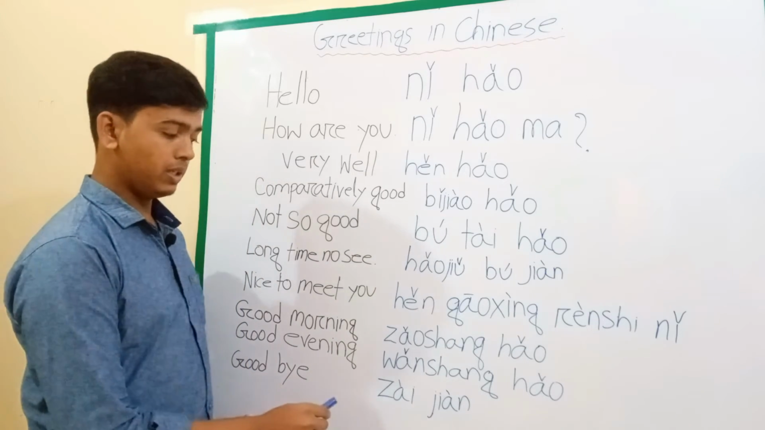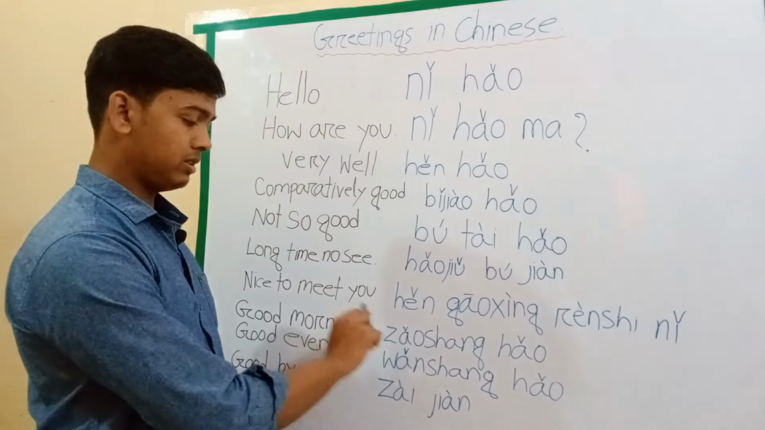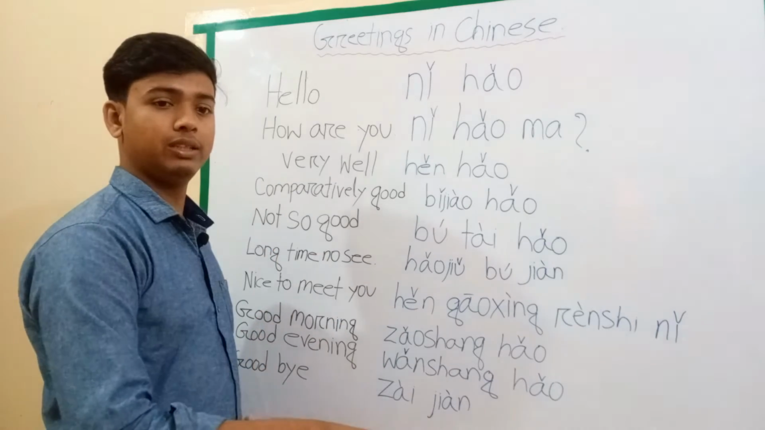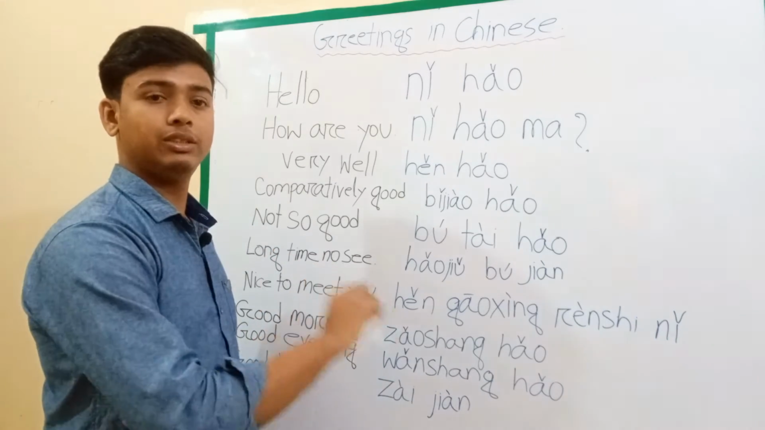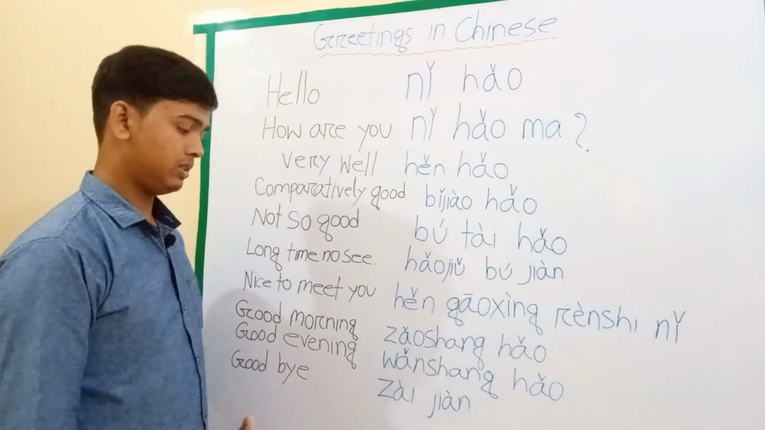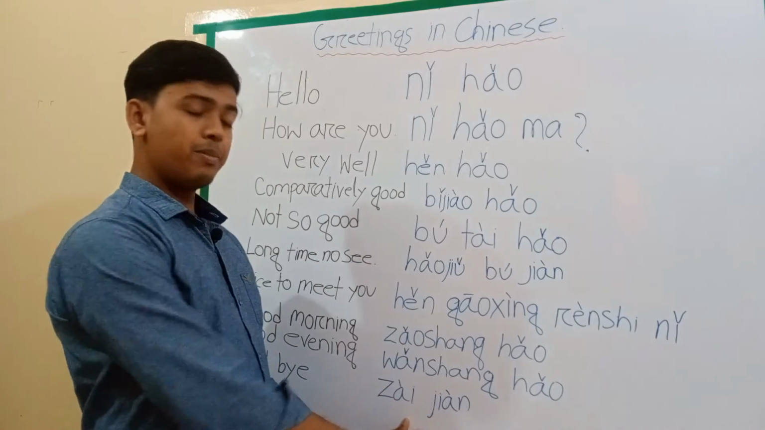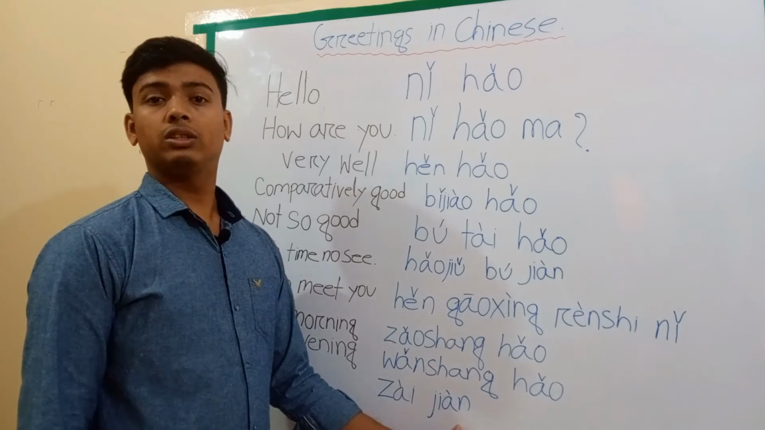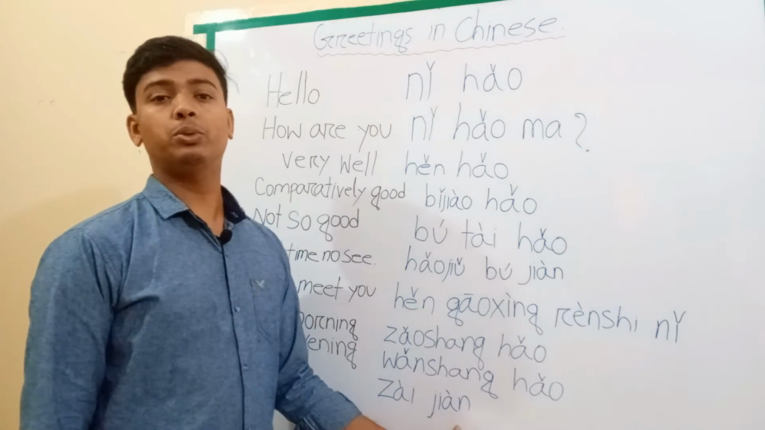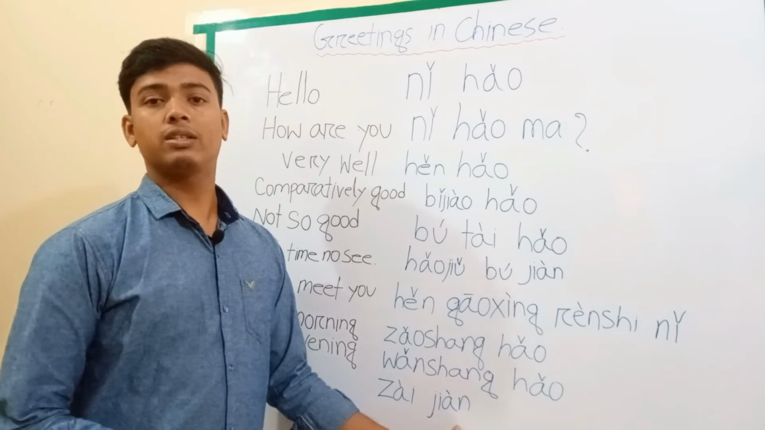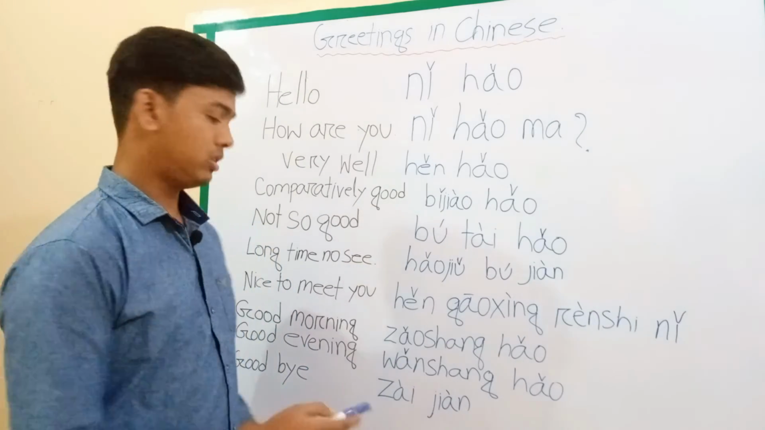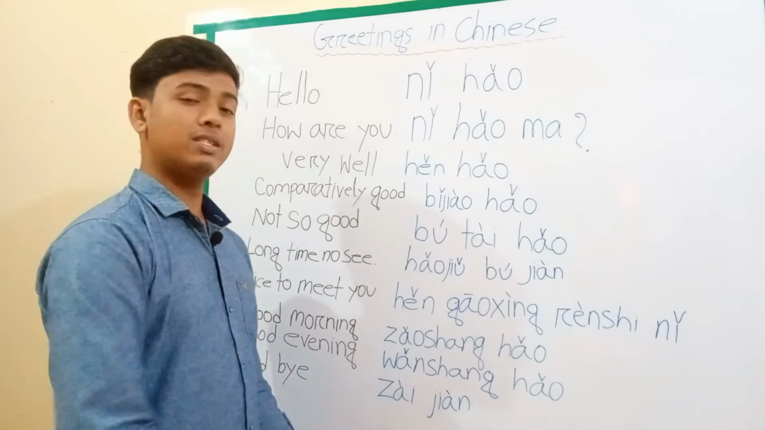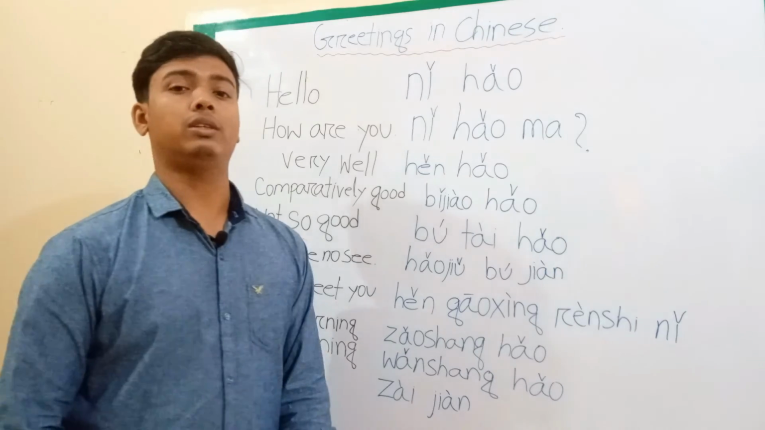Goodbye. Zai jian. Here, zai means again. Jian means to see. It means see you again, or goodbye. Zai jian means see you again or goodbye.